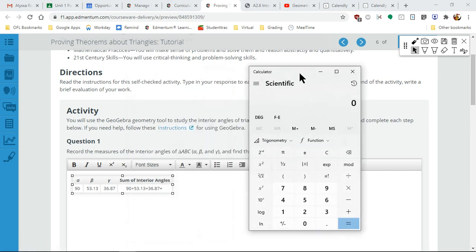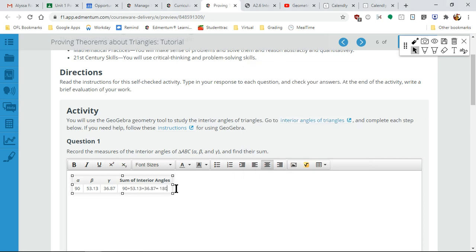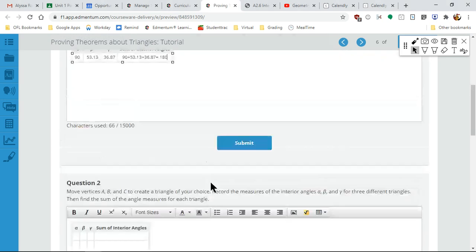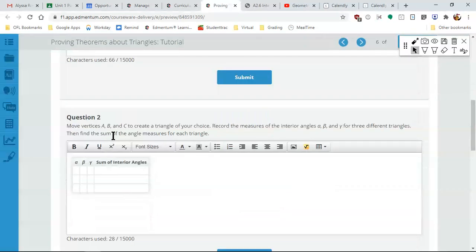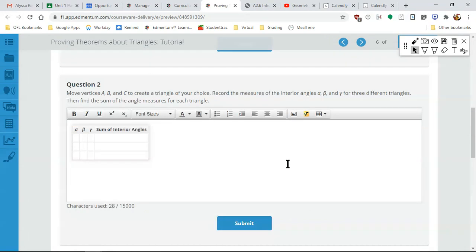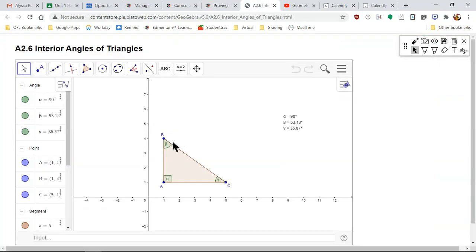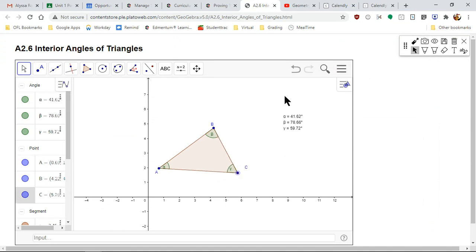Give me a second while I prove that. Unless GeoGebra's off, this should equal 180. Yep, 180. So that's all we do for that one. Now it's move these vertices around and then record the angles. That's simple. We're just going to grab one of these angles, move it around, and record our new angles.